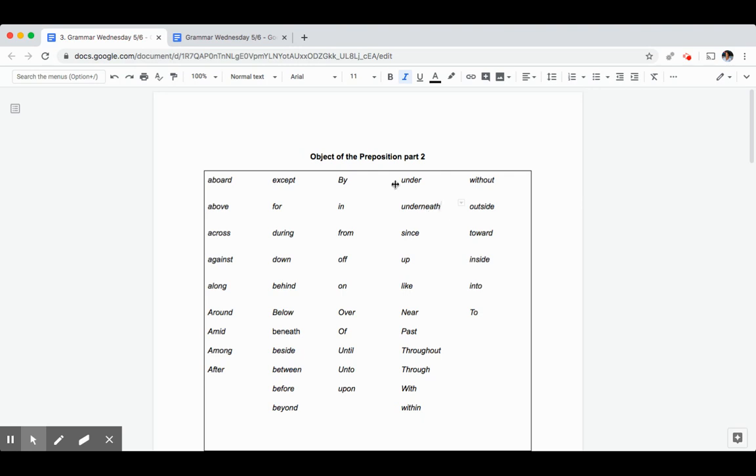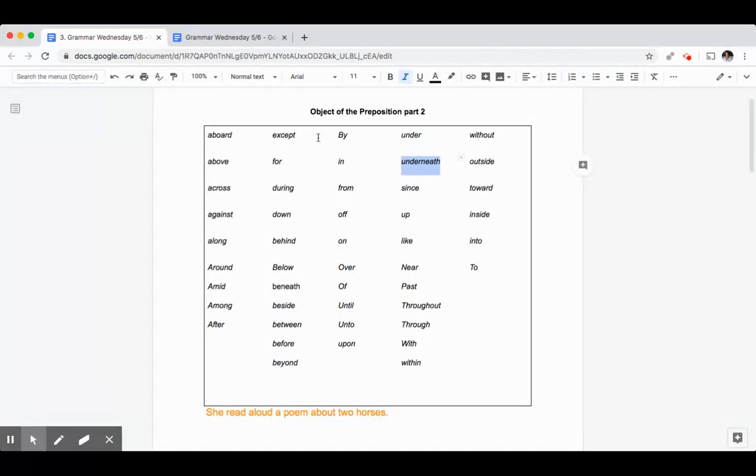So today we're going to be combining that knowledge with our knowledge about objects of preposition. The object of a preposition is the noun that is connected to the preposition and completes its meaning. For example, if my prepositional phrase was underneath the table, my preposition is underneath, and the object of preposition, the noun that is connected to the word underneath, is table. And that's the word that completes the meaning of that phrase, underneath the table.